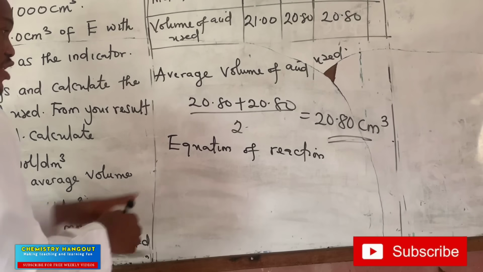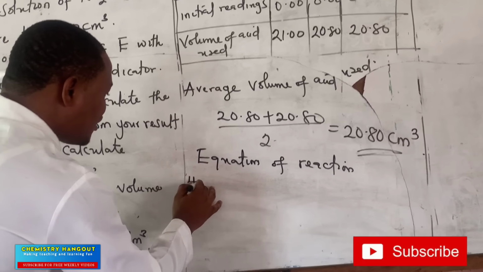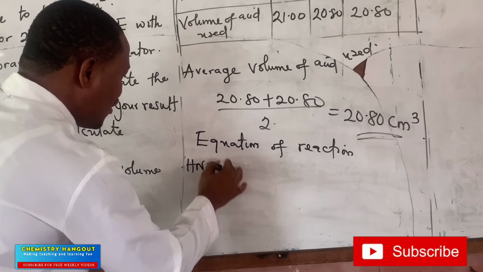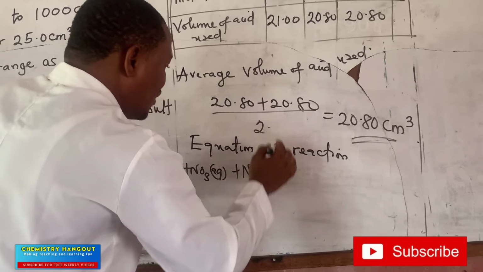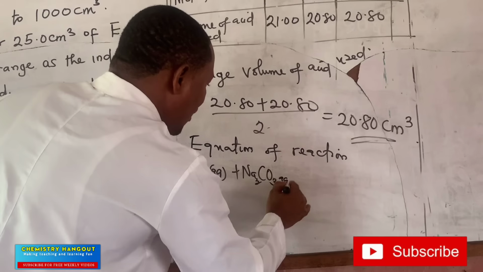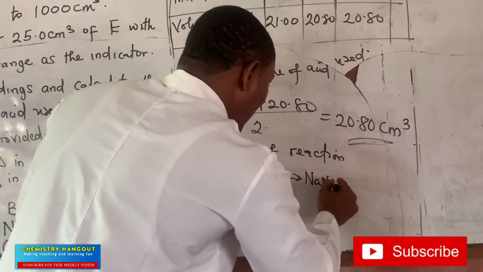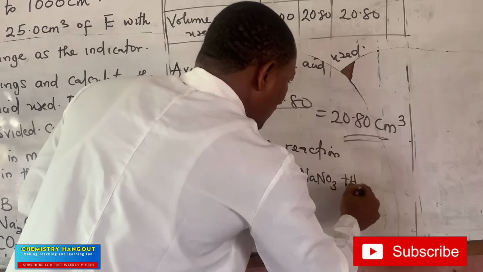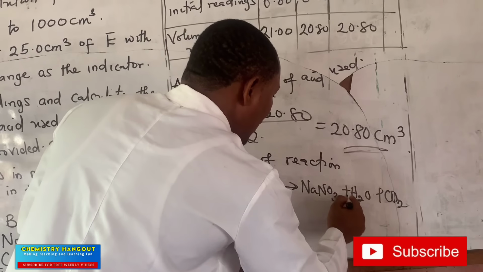So the equation of reaction. So let's get the equation of reaction now. So we have HNO3 aqueous plus Na2CO3, right? So that will be aqueous also. Then we can have NaNO3 plus H2O plus CO2. So this will be aqueous.